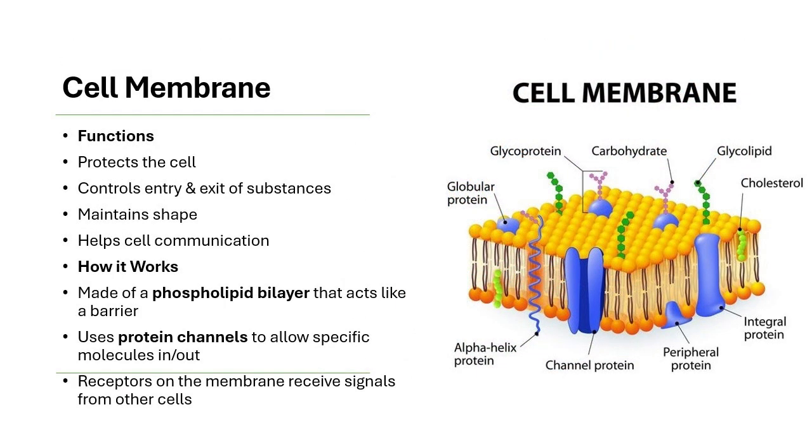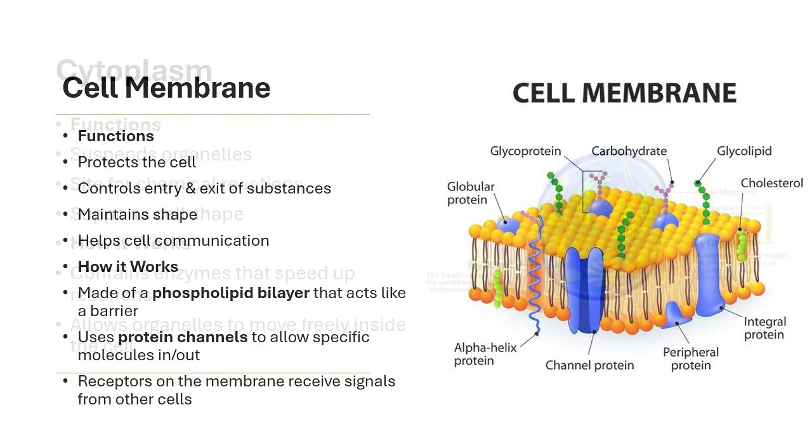Cell membrane. The cell membrane acts like the boundary and security system of the cell. It protects the cell and controls what goes in and out. It uses special protein channels to move nutrients inside and push waste outside. Because of this selective control, the cell always maintains the right balance of water, nutrients, and ions. The cell membrane also has receptors that allow the cell to communicate with other cells.